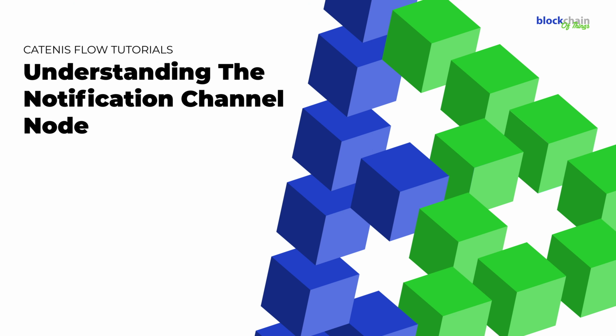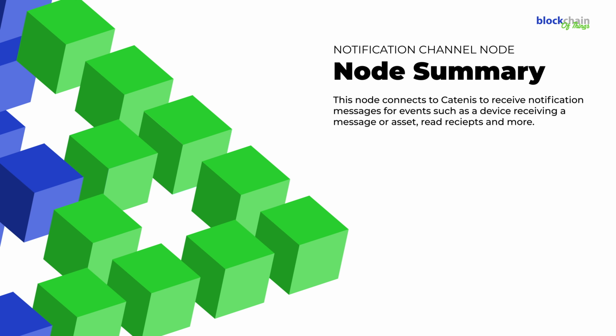Today, you will learn the ins and outs of the notification channel node and how it's used in Catenis Flow. The notification channel node connects with Catenis and receives notification messages for a given event. A few examples of these events include when a device receives a message, when a device receives an asset, and when a sent message is read, among others.